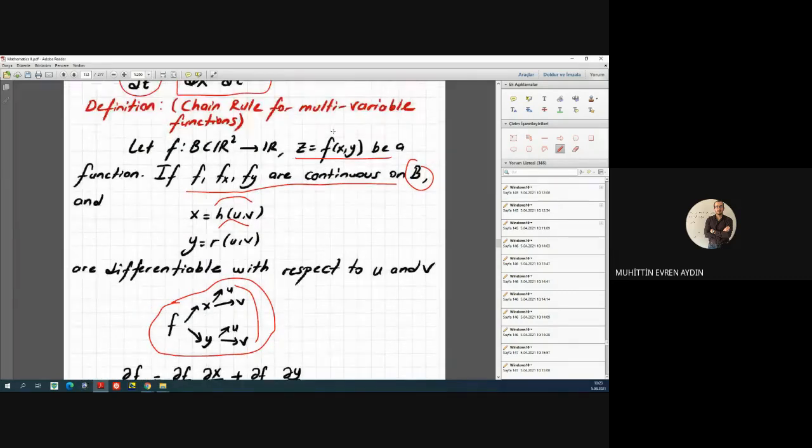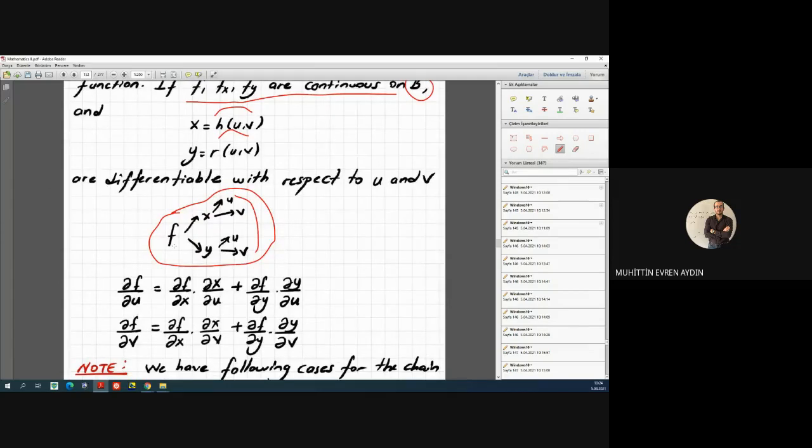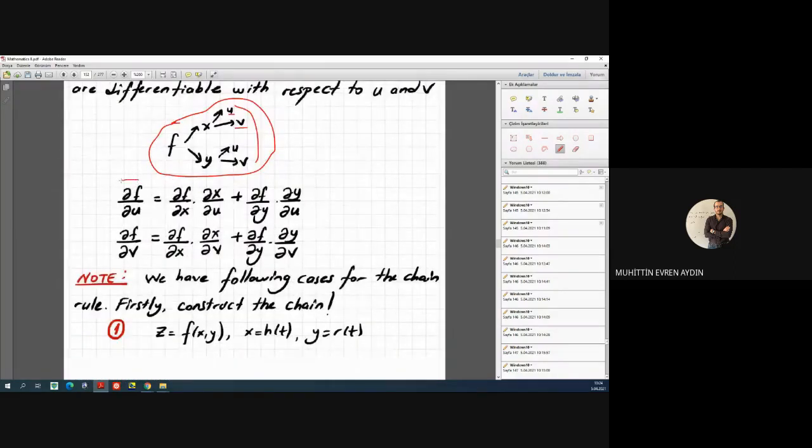At the beginning, f depends on the variables x and y, but x depends on the variables u and v, and similarly y depends on the variables u and v. So at last, f depends on the variables u and v. So this means that you have to take derivatives of f with respect to the variables u and v by using the chain rule.